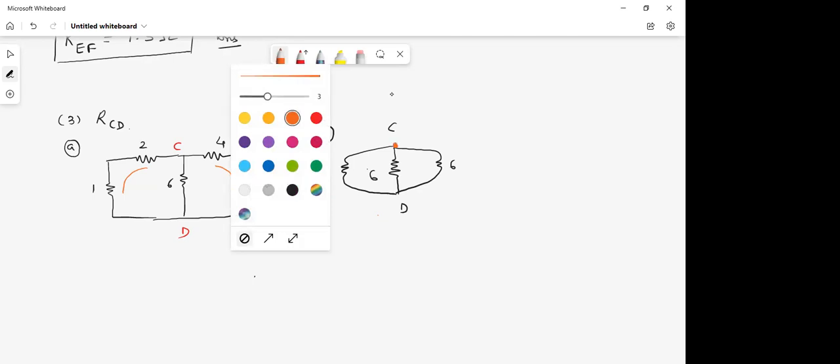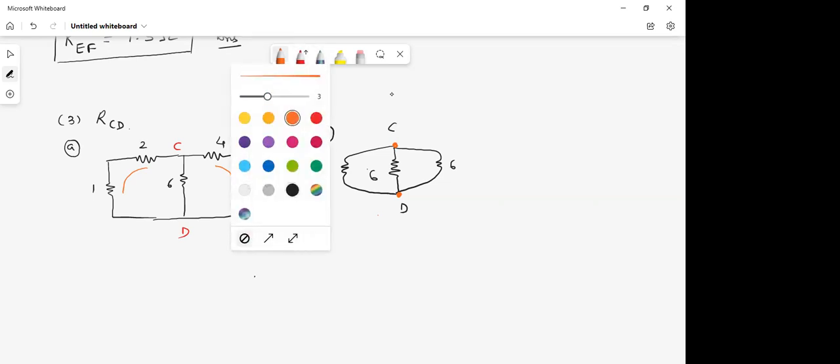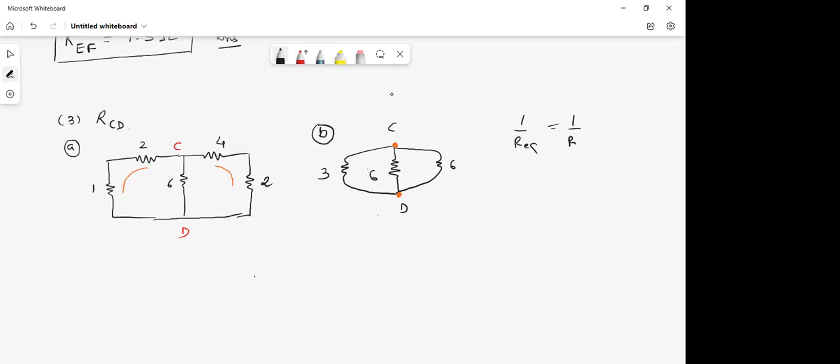Ask yourself again if there is anything in series. No, sir. Anything in parallel? Yes, sir. 3, 6, 6. All of them are in parallel. Okay, so we'll have our simple way. If these 3 resistors are in parallel, R1, R2, R3, how do we go ahead? 1 upon R equivalent is equal to 1 upon R1 plus 1 upon R2 plus 1 upon R3. This is the formula which you apply. This is the way you do.